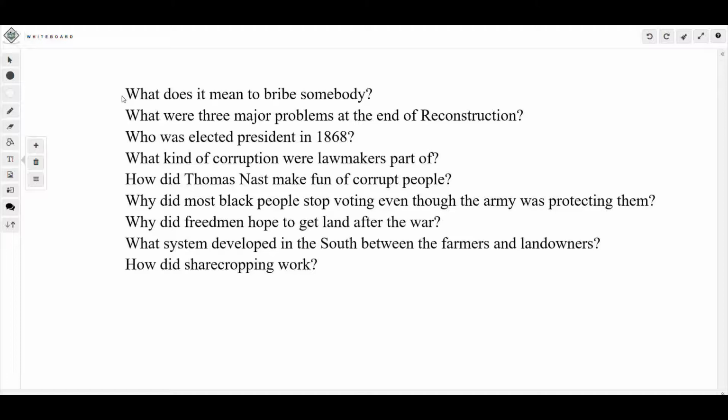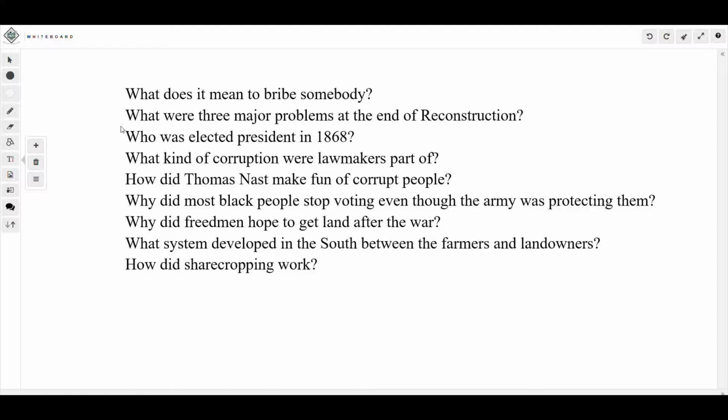Remember, it's to pay someone to do something, to cause him to make a decision. Like to pay someone to make a decision that you want them to make. That's what a bribe is. What were the three major problems at the end of the Reconstruction that we learned yesterday? Do you remember? That one big word? Corruption, violence, and jobs. They couldn't find jobs, lack of work.